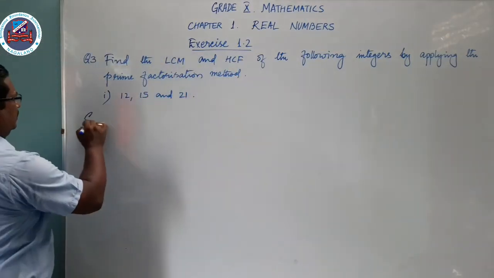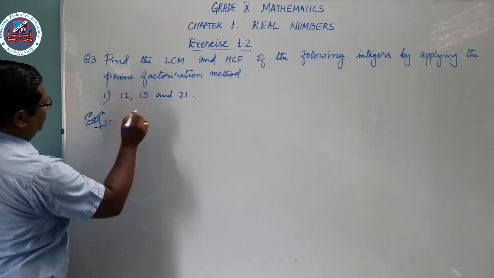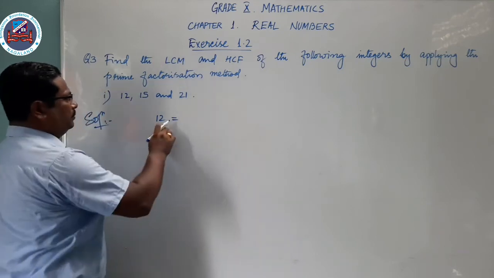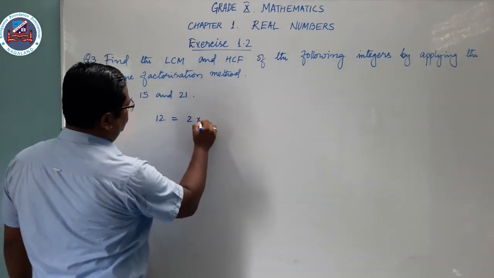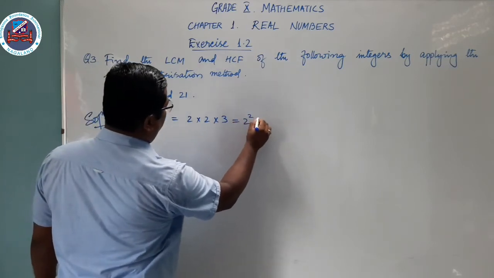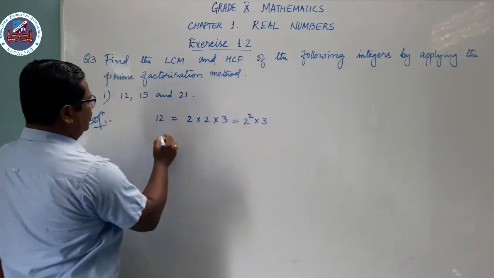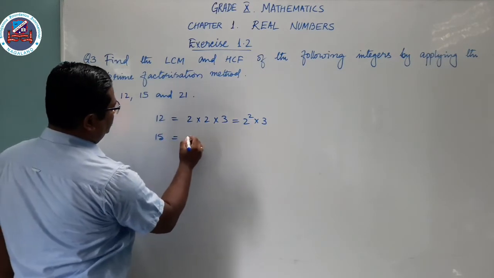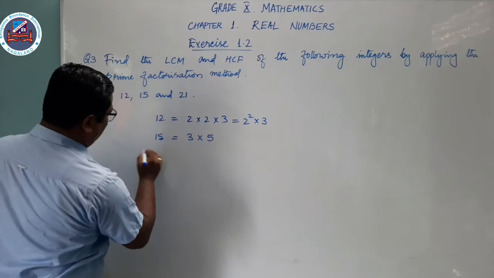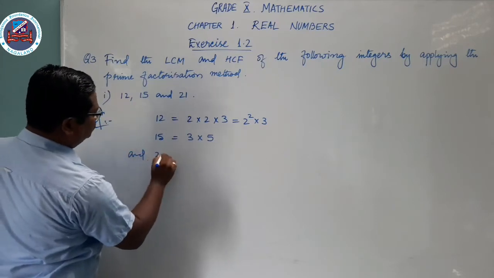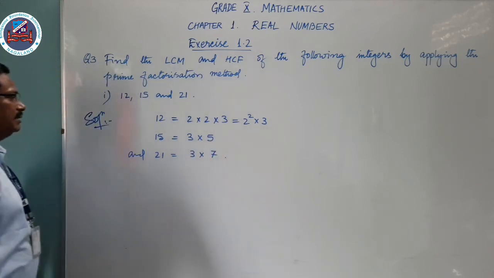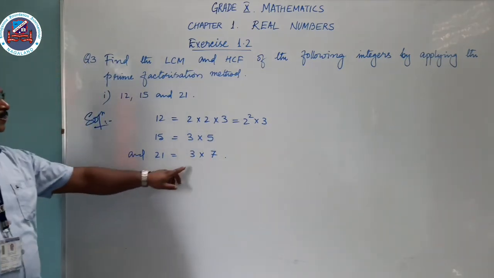Now in this case also you will follow the same thing. First of all, for 12 we'll find out the product of their primes. 12 is 2 into 3. 2 twos are 4, 4 threes are 12. Then we write it as 2 squared into 3. Then 15, you can write it as 3 into 5, and the third number, 21, is 3 into 7. Like this you can find out the product of their primes.